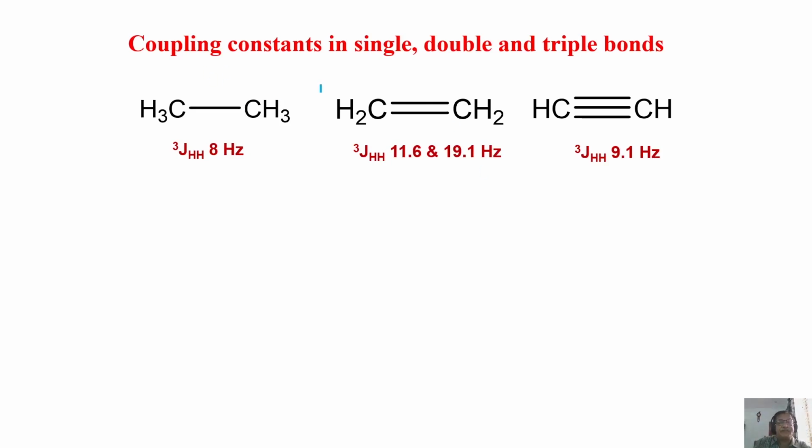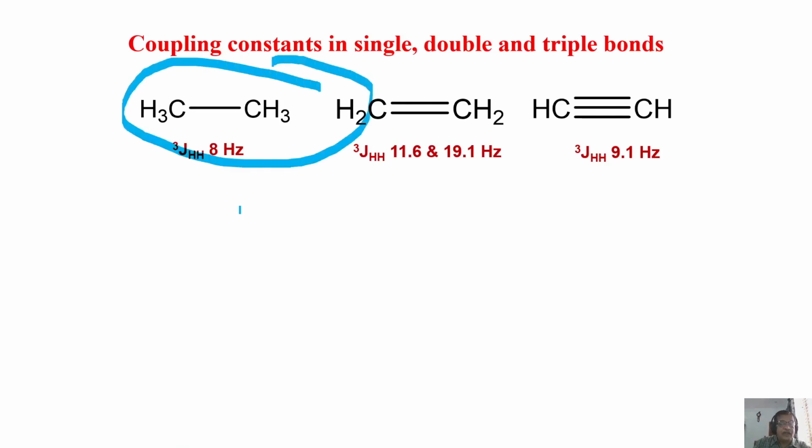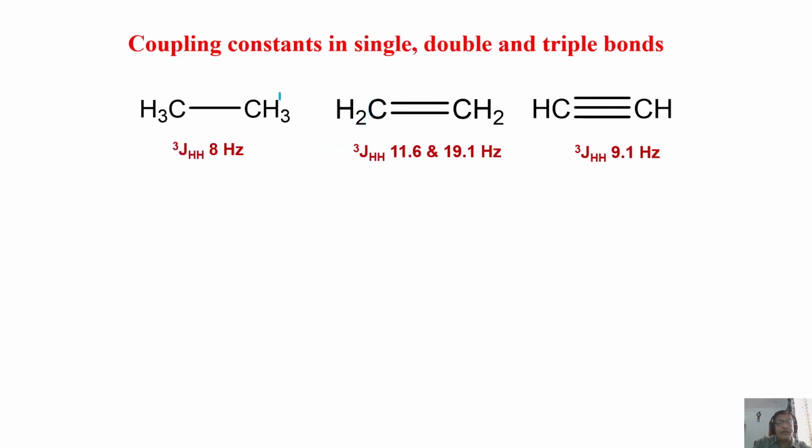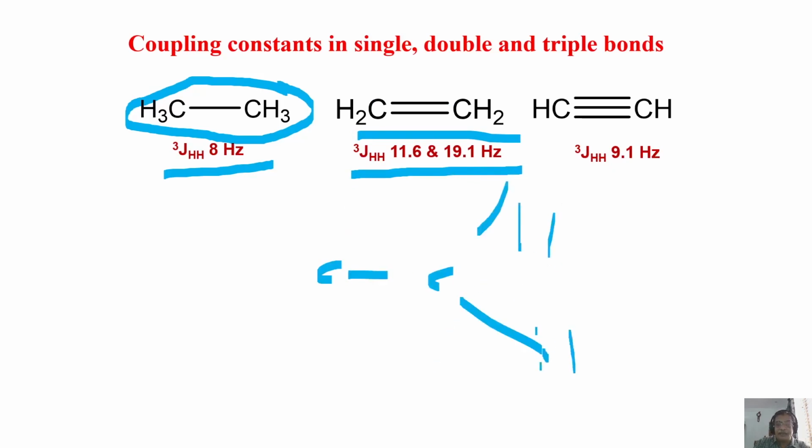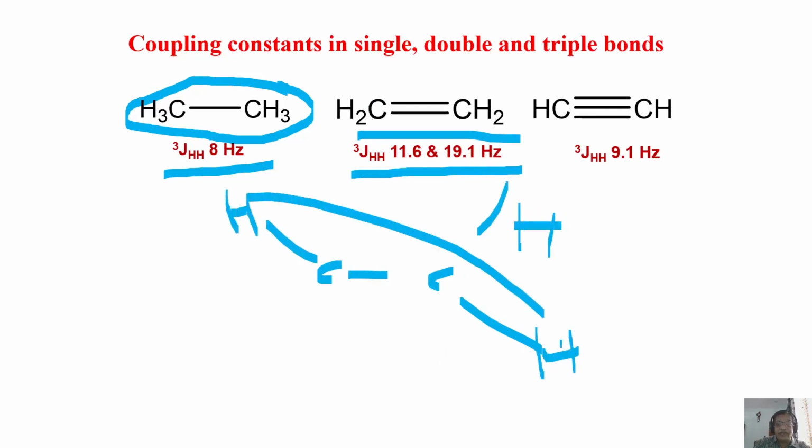Take a molecule like ethane. This molecule will give rise to coupling between the protons, 3J coupling, as 8 hertz. If I take a double bond, C2H4, it is ethylene. So now the 3J coupling is quite large. In this case, cis coupling and trans couplings are different. One is cis, the other is trans. If you write C, here H, and here H, and here you write H, now this is trans coupling, this is cis coupling.